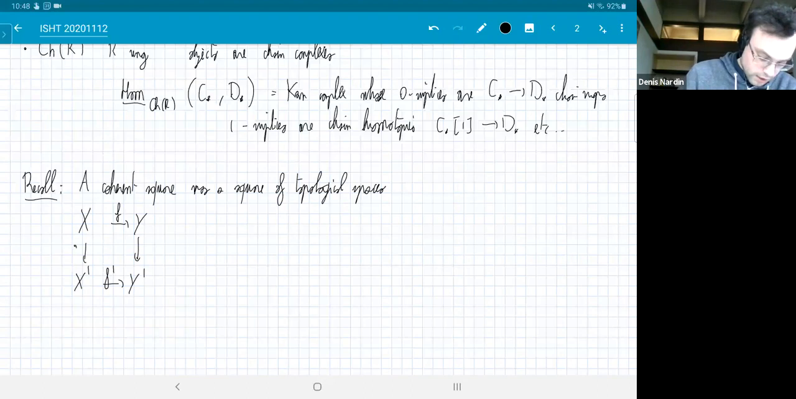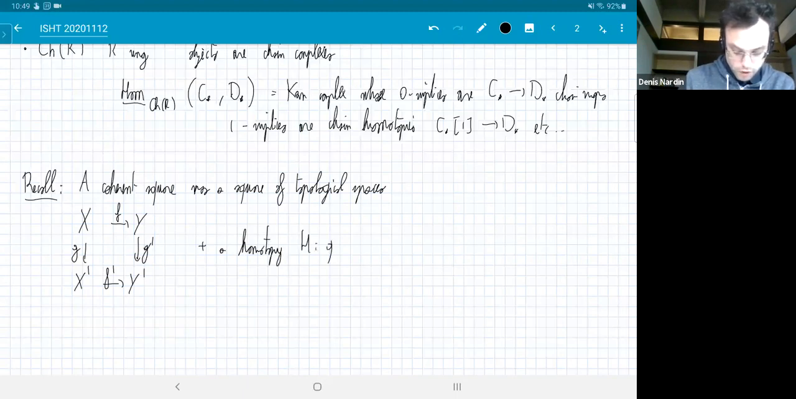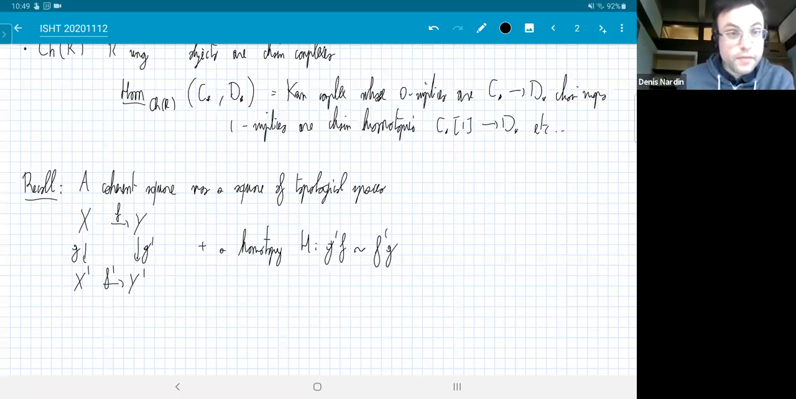So F prime, G prime, plus a homotopy H from G prime F to F prime G. And these were actually important in defining homotopy pullbacks and pushouts and stating Blakers-Massey and all those interesting theorems. And first of all, we can actually do this definition in any Kan-enriched category now. If you look, everything that is there is already in our definition.